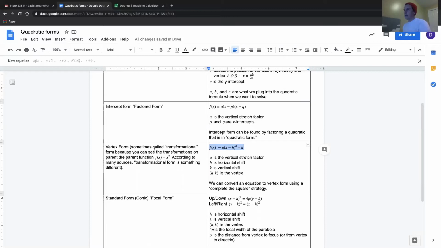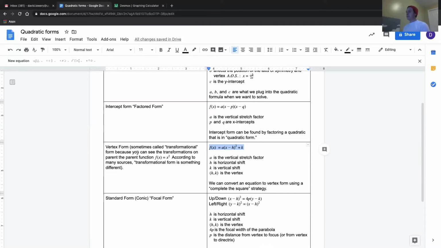A lot of times, as I did some research here, I'll see a lot of people call this vertex form transformational form or transform form. And I think that's pretty obvious why. It's because you can see all the transformations. You can see the vertical stretch, you can see the horizontal shift, and you can see the vertical shift as well. So in this form, you basically can say, oh, this is just a transformed version of x squared. So sometimes it's called transformational form.